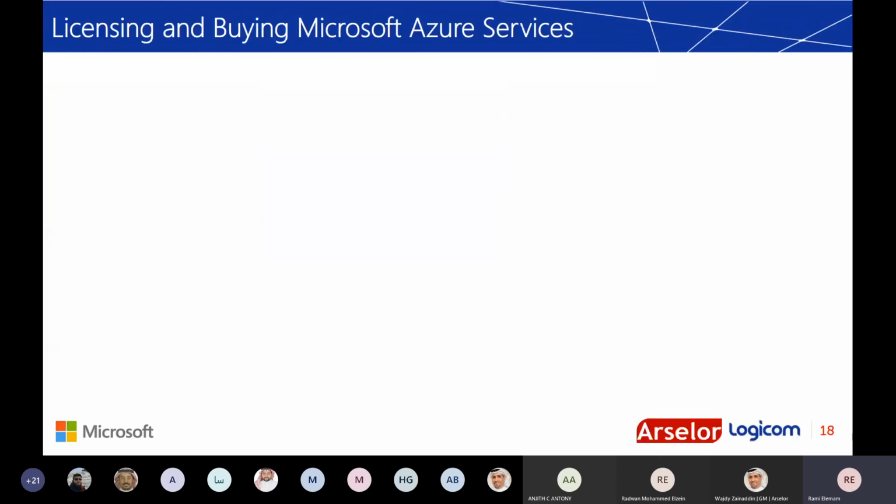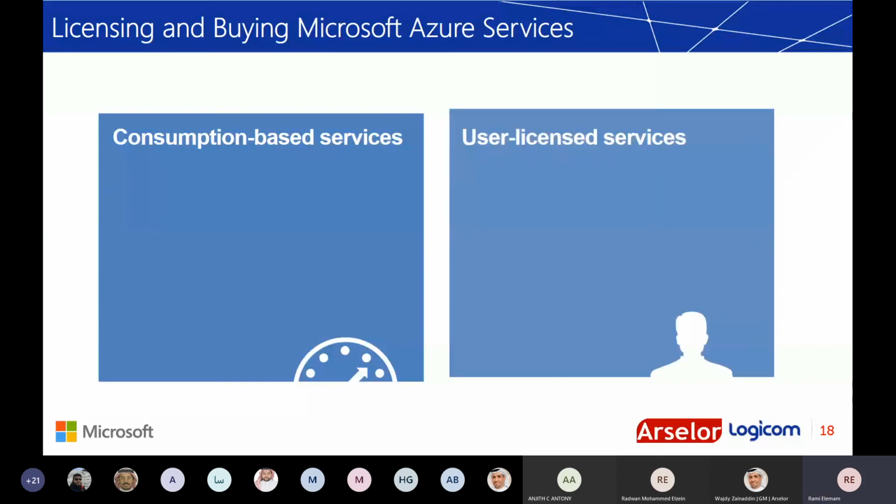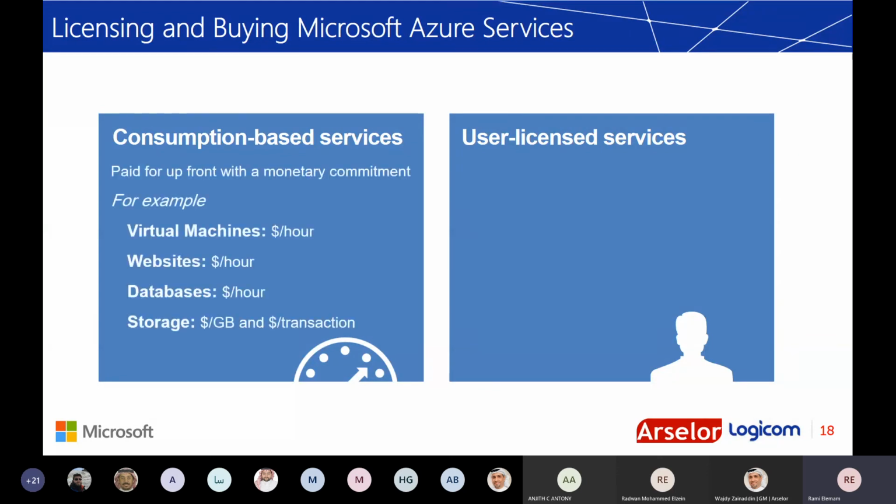The licensing, and how we can pay for those services. There are two types of payment. There is consumption based on the service, and there is a license service based on the user. For the consumption, we can give some examples like the virtual machine. You are paying for the virtual machine per dollar per hour, and the website is per dollar per website, or the database. The website and database are platform as a service.